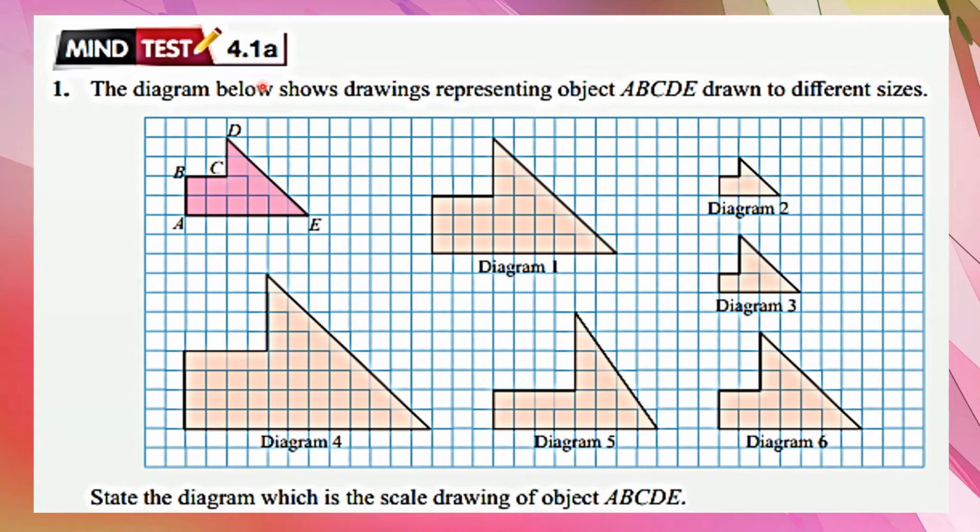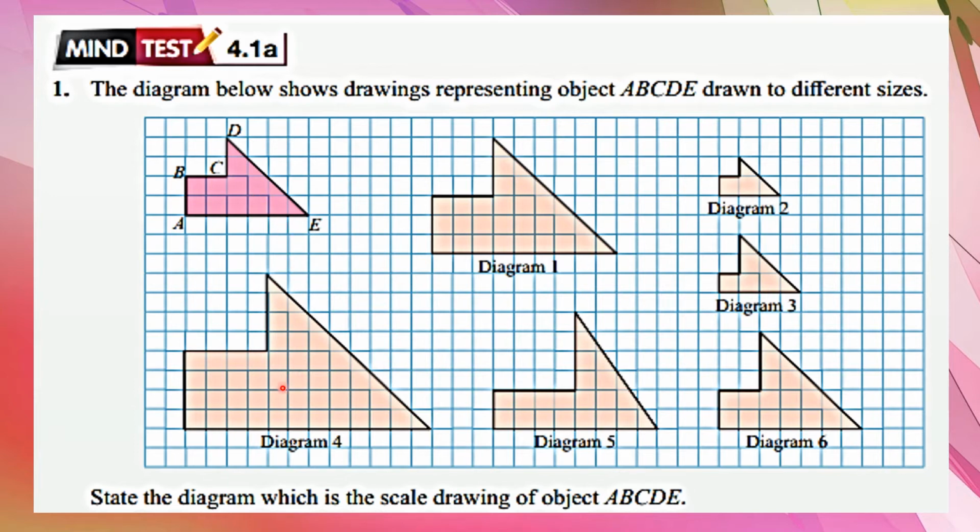Okay, Mind Test 4.1a, it's in your textbook. The diagram below shows drawings representing object ABCDE drawn to different sizes. So this is your object ABCDE, and you have 6 diagrams. State the diagram which is the scale drawing of object ABCDE. So you have to determine which one is the scale drawing of the object.